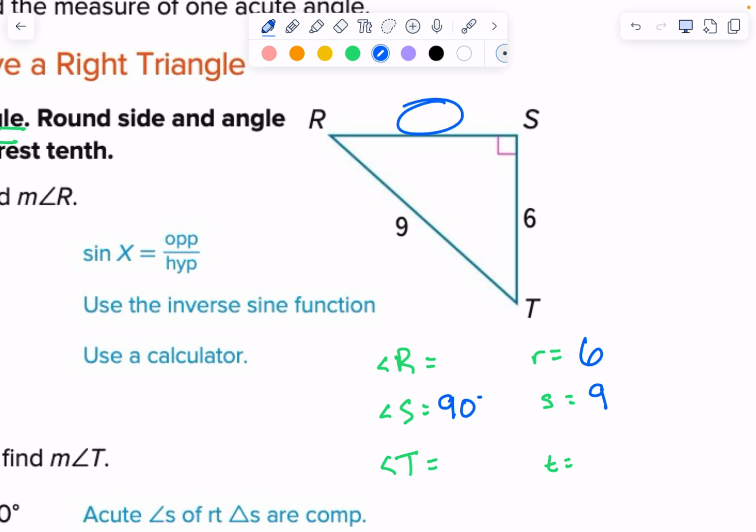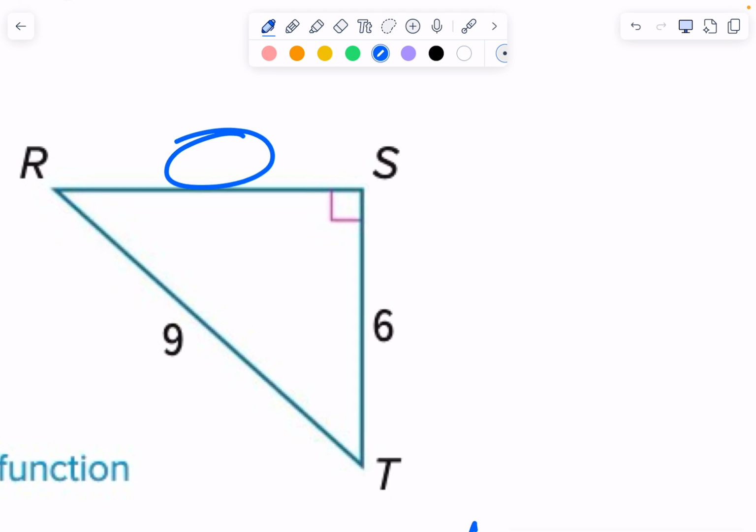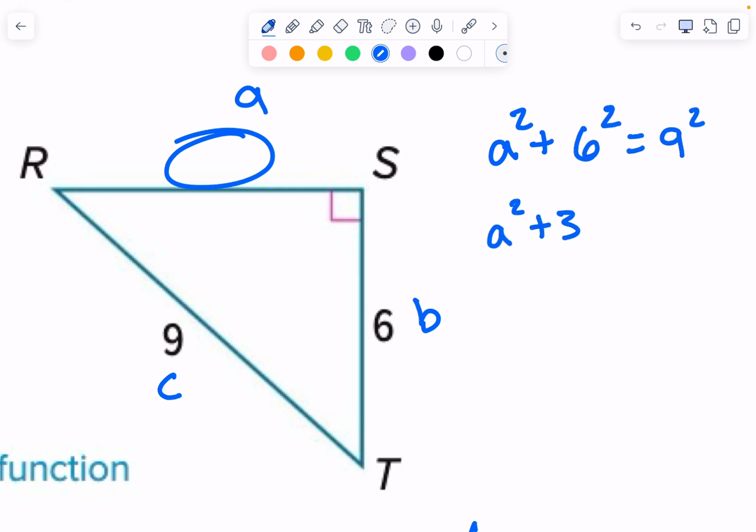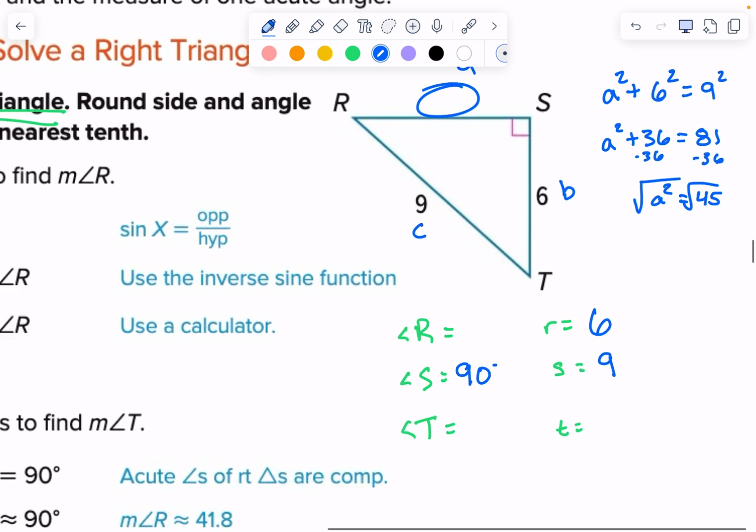You could use sine, cosine, and tangent, or a triple. It's not a triple. So, the Pythagorean theorem. Which side is side C? Which side is side A? Doesn't matter. Let's call this A and this B. So A squared plus 6 squared equals 9 squared. A squared plus 36 equals 81. If I subtract the 36, 45 equals A squared. Take the square root. The square root of 45 is 6.71. That is little t.